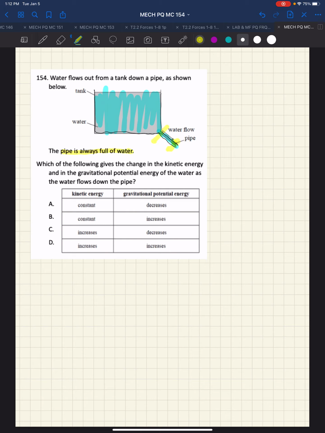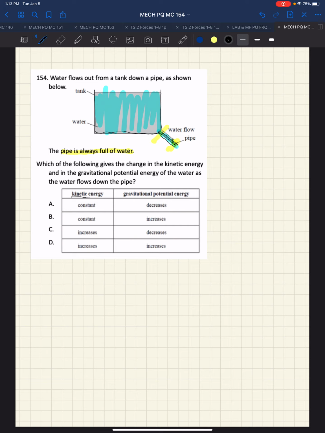What gives the change in kinetic energy and gravitational potential energy of the water as the water flows down the pipe? So let's look at this as the individual water molecules. So let's say there's these individual water molecules, like so.